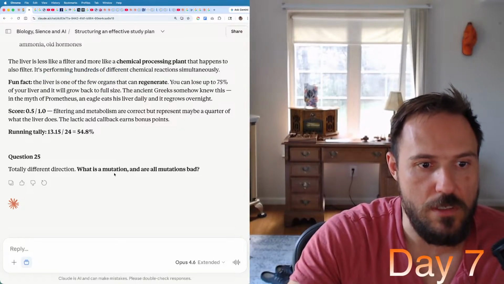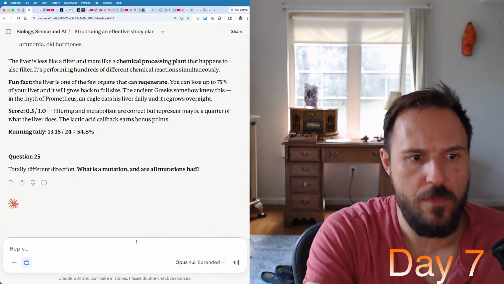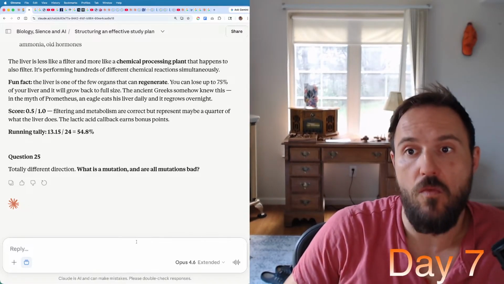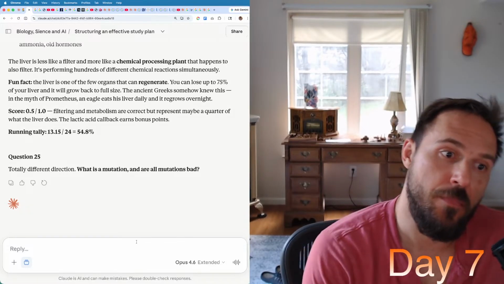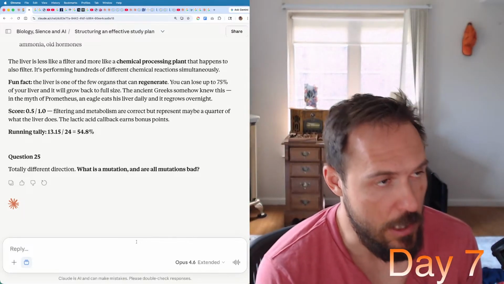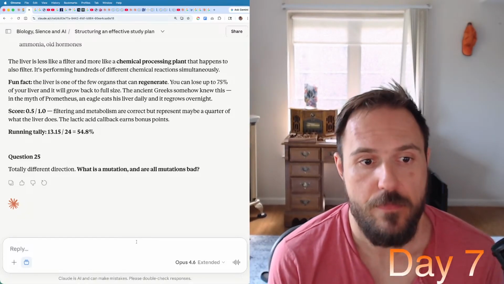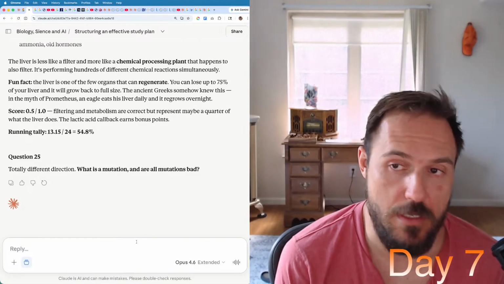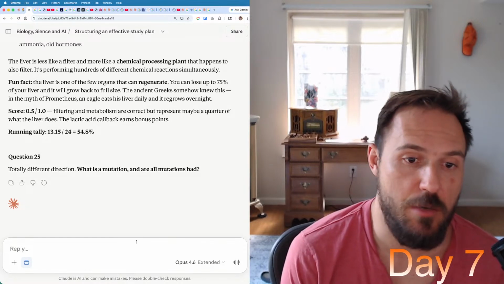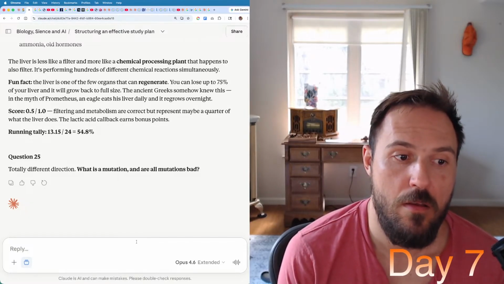Totally different direction. What is a mutation and are all mutations bad? Mutations are small differences in the DNA when a cell divides. I think in a regular human it happens from 50 to 200 times. Some mutations are beneficial. That's how evolution works. It helps adaptation. That's it.